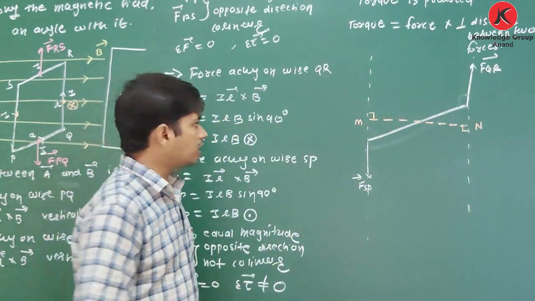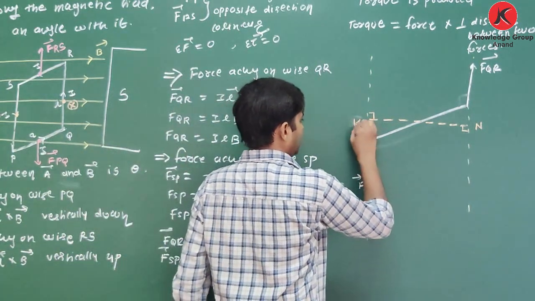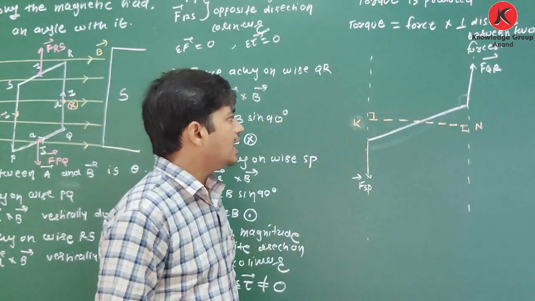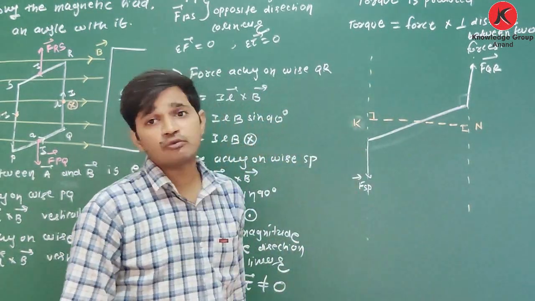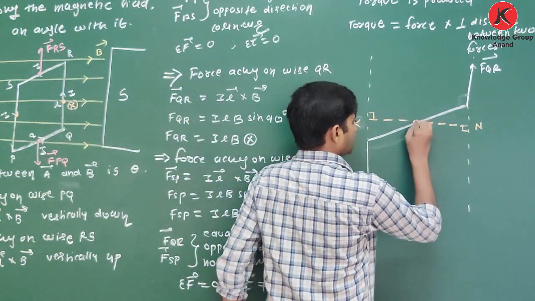Let it be named KN. So the perpendicular distance between the two forces is KN. Now we have to find KN. Let this point be O.